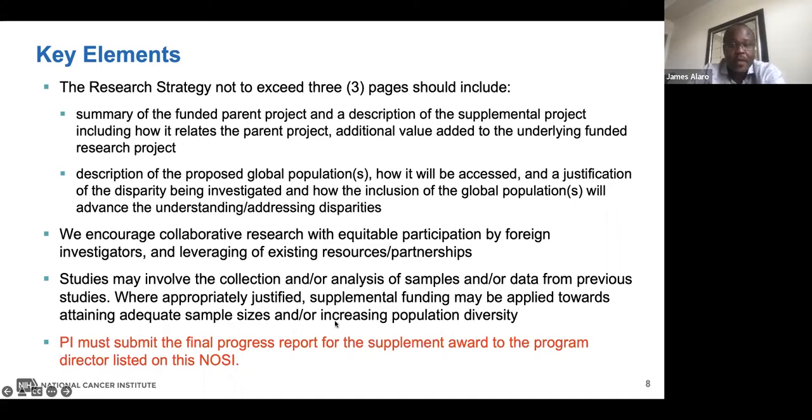An important aspect that we've added this time is the idea that we expect the PI to submit the final progress reports for this supplemental award to me, the program director listed on that NOSI. As you realize, your parent award might be long. Eventually, you will include this in the final progress report of your project. But for us to have easy access to that, and specifically because your supplement may end sooner, before your final project reports for your parent award are due, it will be important for you to send them to us.